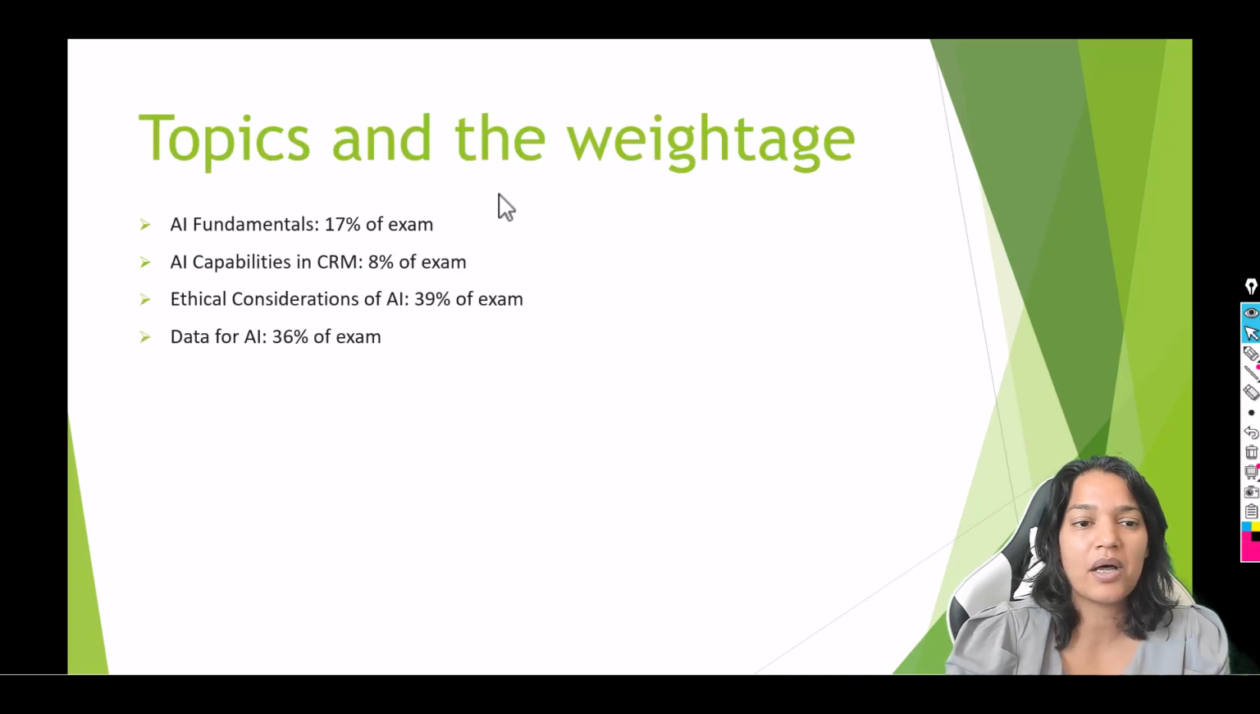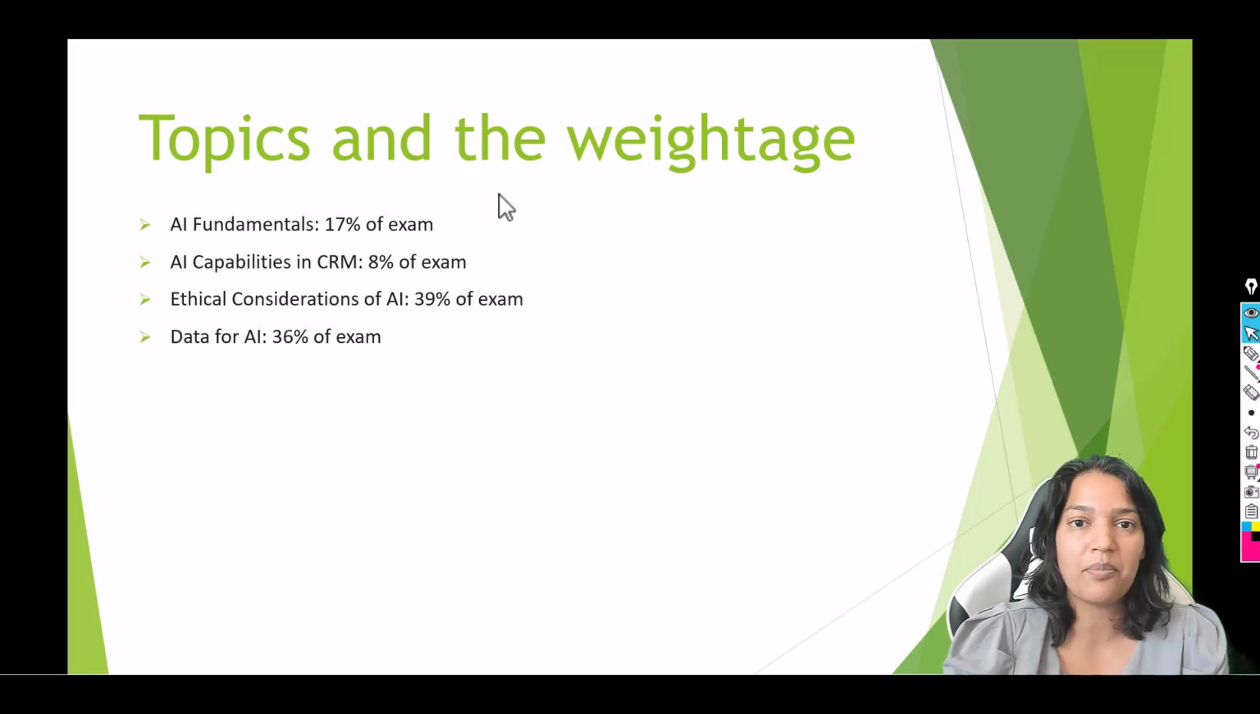Now let's talk about some of the topics that are covered in this exam. So there are 4 categories of the topics. So one is the fundamentals of AI and the exam percentage is about 17%. And then the second one we have is what are the different capabilities of AI in CRM, that is 8% of the exam. So this is total of about 25%.